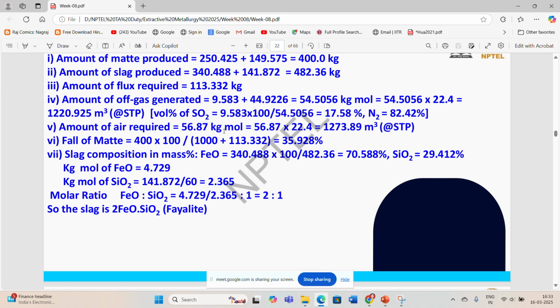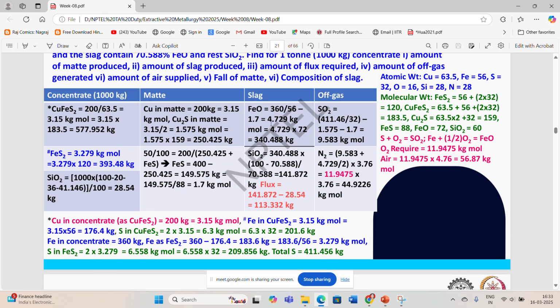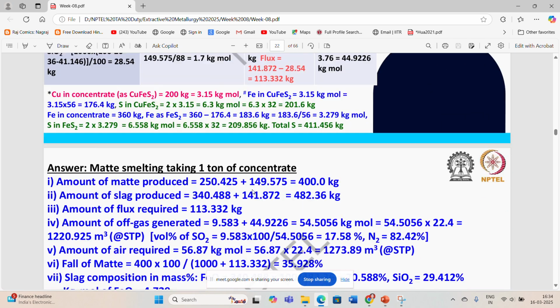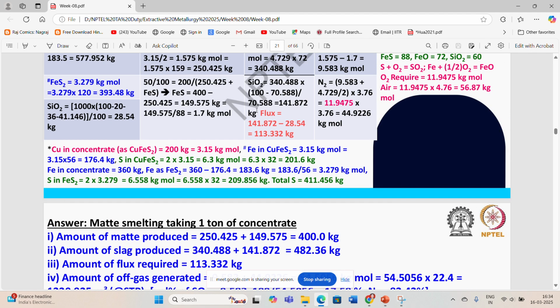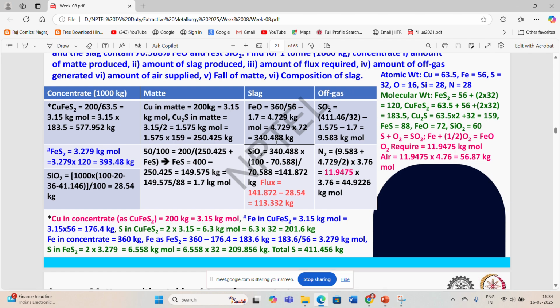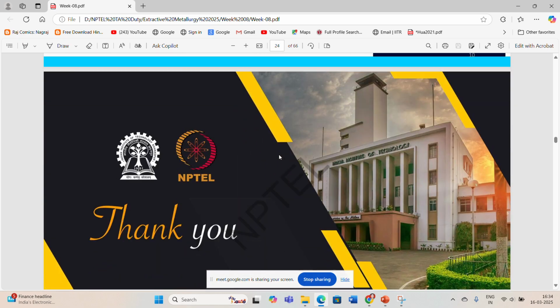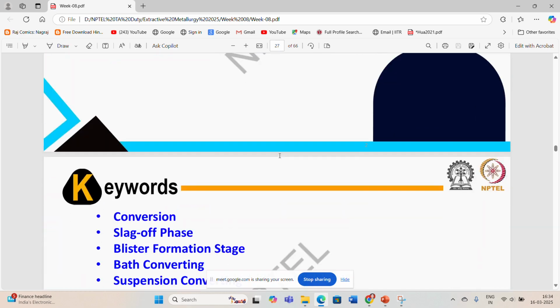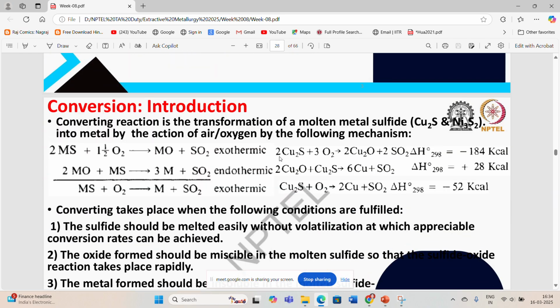Then the amount of air required we can calculate for the matte slag composition in mass percentage. We can, because we have already calculated the amount of slag produced, and with the help of Fe and SiO2 content we can determine the composition of the slag material.